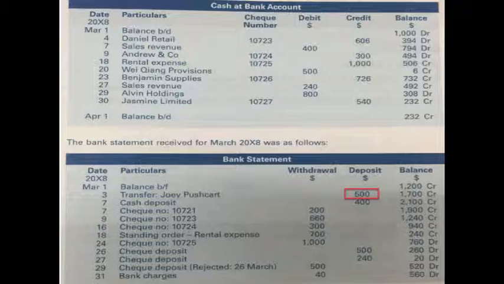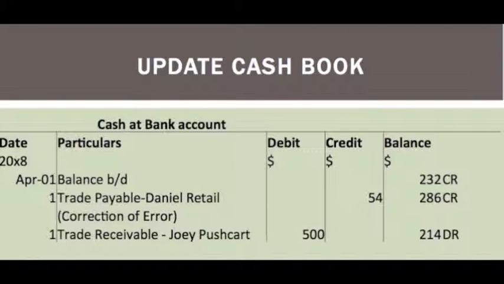Next, we look at what other things are reflected in our bank statement that are not reflected in our cash at bank. We realize that there is a direct transfer of a deposit from our trade receivable, Joey Pushcard, a deposit of $500 that hasn't been updated in our cash book. To update our cash book with this deposit, we will debit cash at bank, giving us a balance of 214 debit. Because it's from our trade receivable, Joey Pushcard, that would be our particulars.